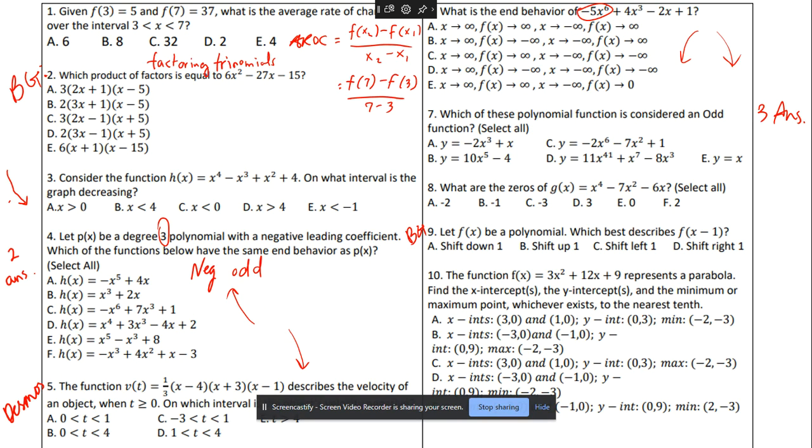Number 8, what are the zeros? Again, just graph. This is a graphing question. Throw that in Desmos, and you're looking for the x-intercepts.